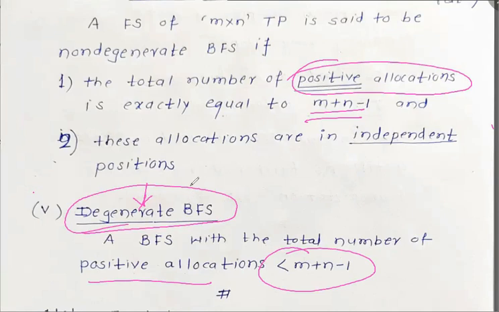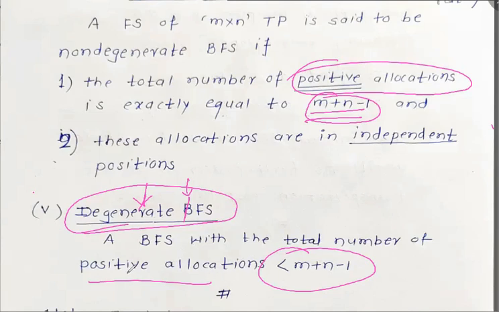Actually, it is not a basic solution, because when we say that it is basic, it contains exactly m plus n minus 1 positive allocations. But how many positive allocations are there now? Less than m plus n minus 1. So it will not be basic. So it is a degenerate feasible solution.